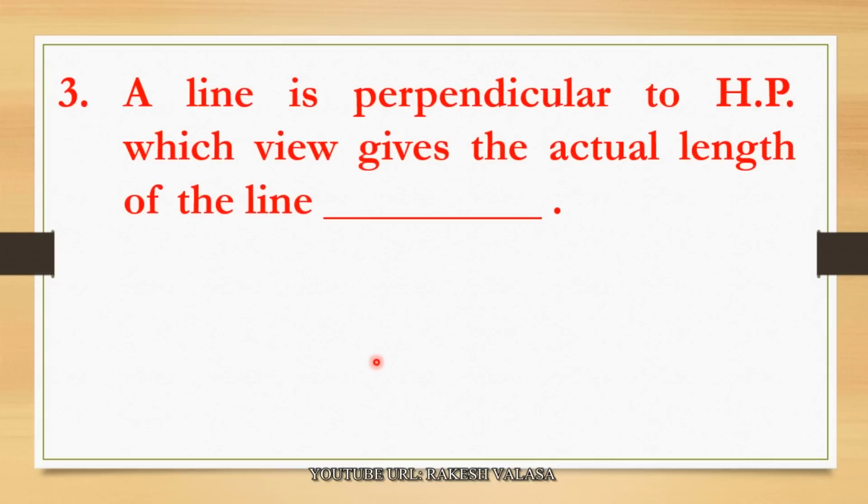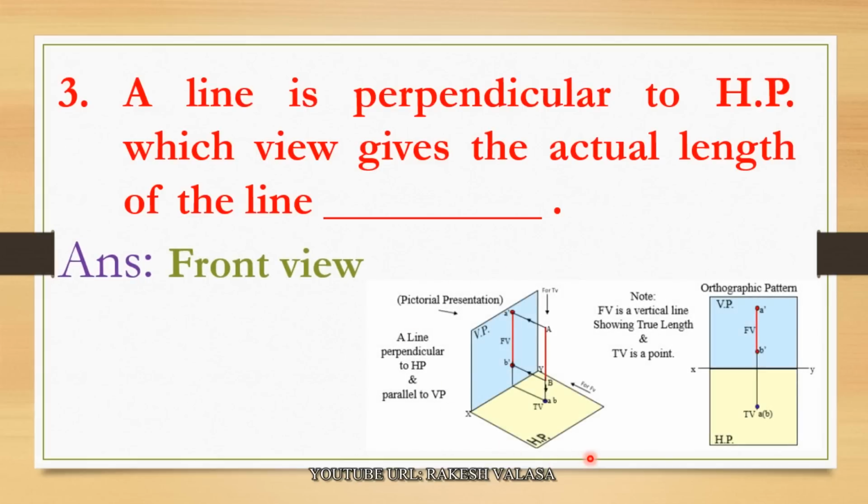Question number 3. A line is perpendicular to HP. Which view gives the actual length of the line? Here also I have taken this pictorial view. This is similar like previous one. Let us take line AB. This is perpendicular to HP and parallel to VP. In this case, its actual length appear in only front view, that is A dash B dash. Top is point A of B. So the correct answer is front view.